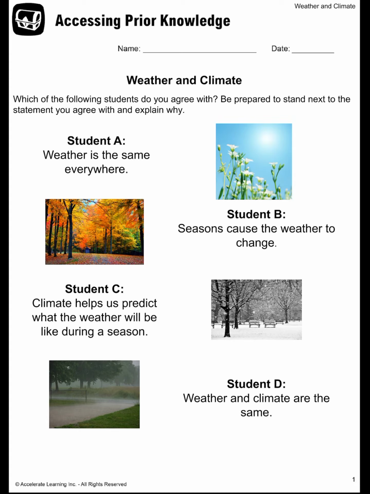So student A said weather is the same everywhere. Student B says seasons cause the weather to change. Student C says climate helps us predict what the weather will be like during a season. And student D says weather and climate are the same.